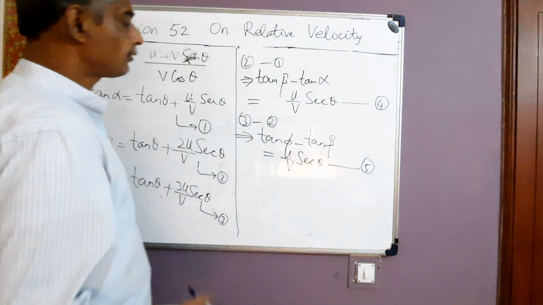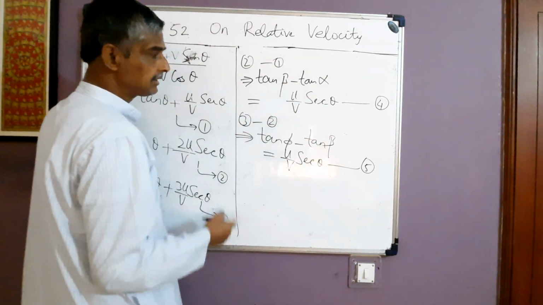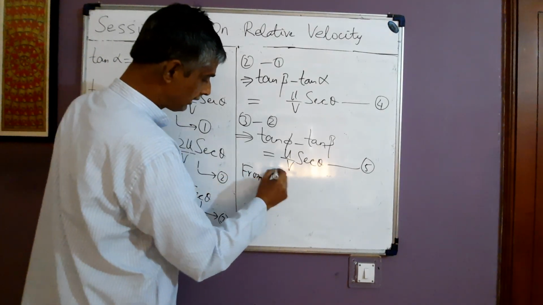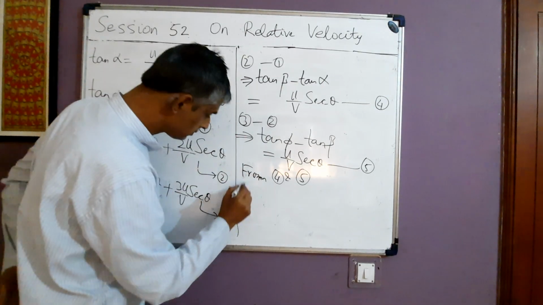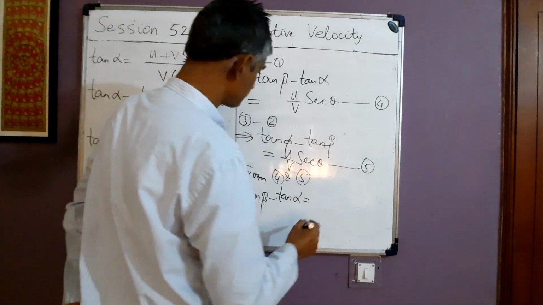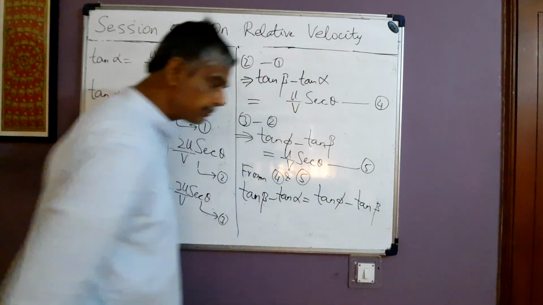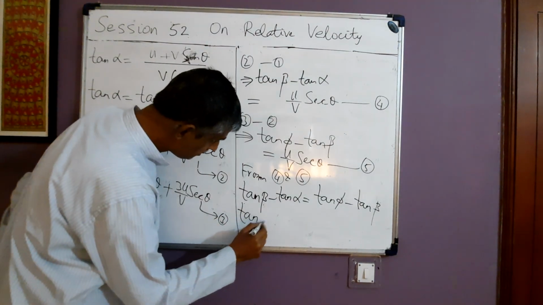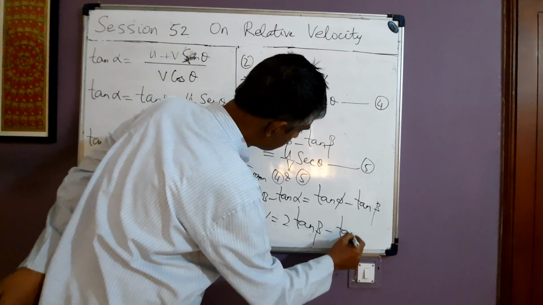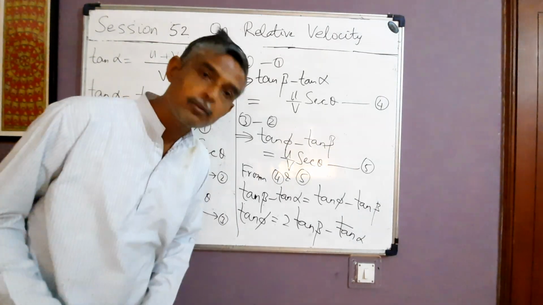Now we have to determine the value of tan phi. So from 4 and 5, right side both are the same: u by v sec theta, u by v sec theta. So these two also should be the same. So from equation 4 and 5, it follows that tan beta minus tan alpha is equal to tan phi minus tan beta. So tan phi becomes 2 tan beta minus tan alpha. So tan phi is 2 tan beta minus tan alpha. Fine.